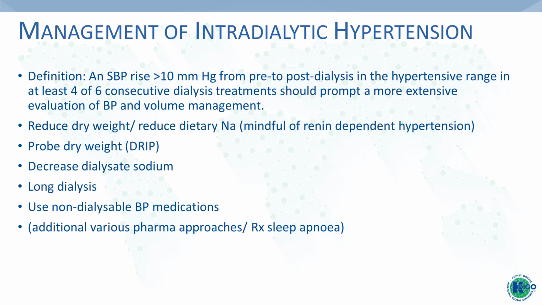So then if we look at intradialytic hypertension, this is regarded as a rise of blood pressure of about 10 millimeters of mercury from the pre to post dialysis to the hypertensive range in the majority of dialysis. So we can reduce dry weight. We should be reducing dietary sodium. And I think that we do recognise that some of these people actually do need a very significant assessment of their dry weight, because it could be a renin-dependent hypertension, in which case pharmacological intervention may be required.